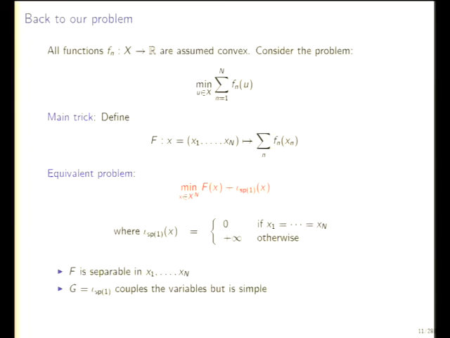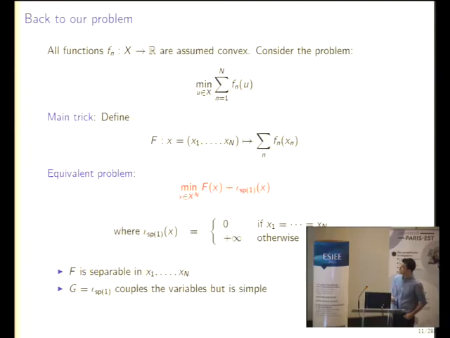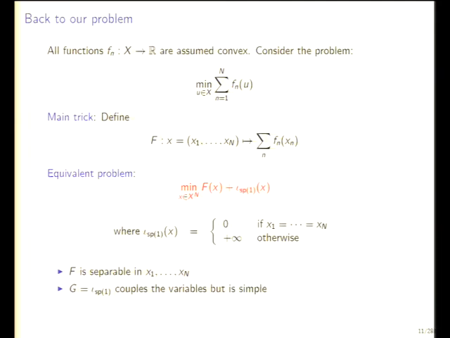So I recall the problem. We want to minimize the sum of some functions f_n, for n equal 1 to capital N. And the main trick in order to express this as an ADMM-like problem is to introduce this function f, which is defined on a wider and broader space, which is the space X to the power N, and which to each x_1 to x_N associates the sum of the f_n of x_n.